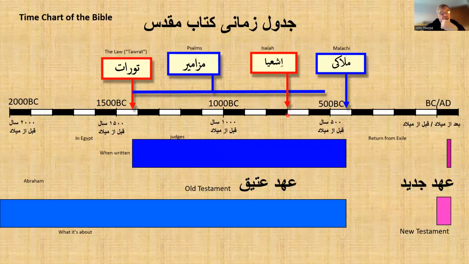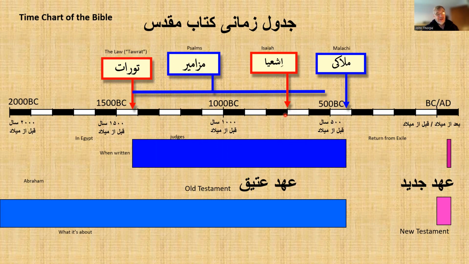And the last book of the Old Testament, in the way it's arranged in a Christian Bible, was written about 430 years before the birth of Jesus.